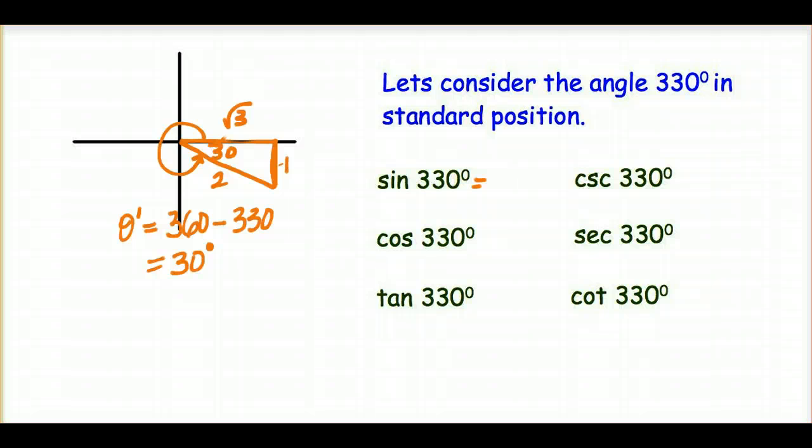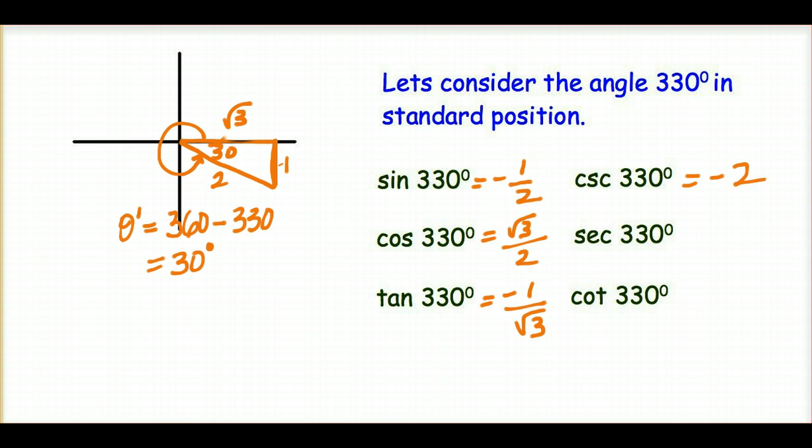So the sine is y over r. The cosine is x over r. And the tangent is y over x. The other 3 are just the reciprocals. And there you have it, using a reference angle and a reference triangle to find 6 trig functions for any angle.